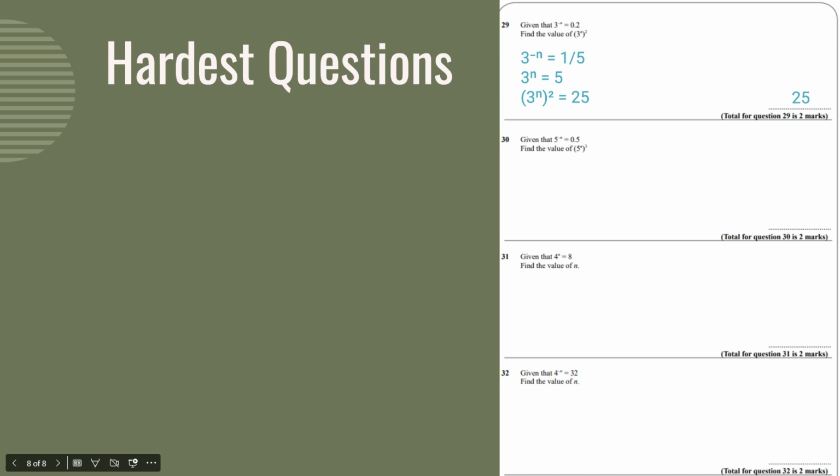Now, with our second question, given that 5 to the power of negative n equals 0.5, find the value of (5 to the power of n) bracket cubed. So we use the same method as we did before. 5 to the power of negative n equals a half, meaning 5 to the power of n equals 2. So we cube 2 to get our final answer of 8.